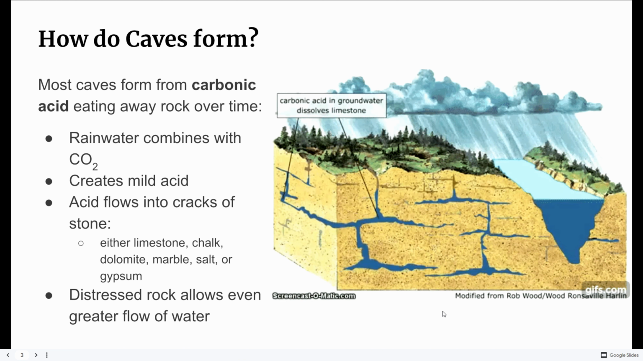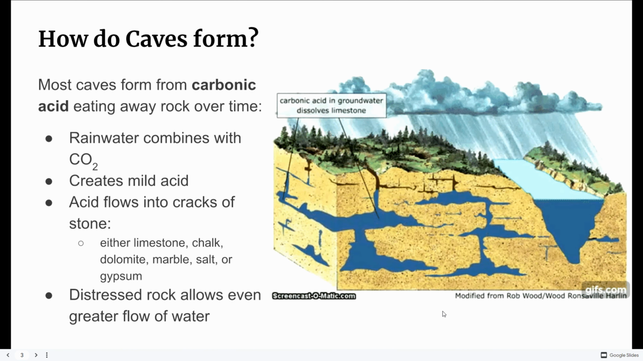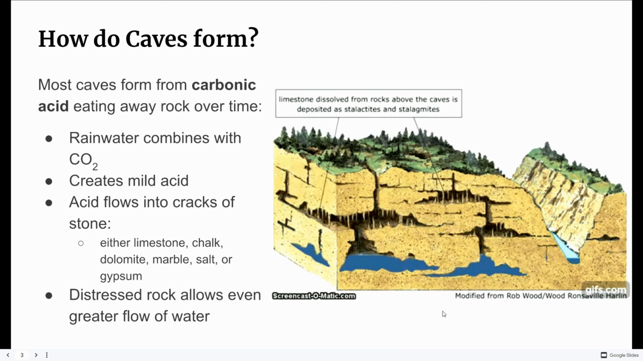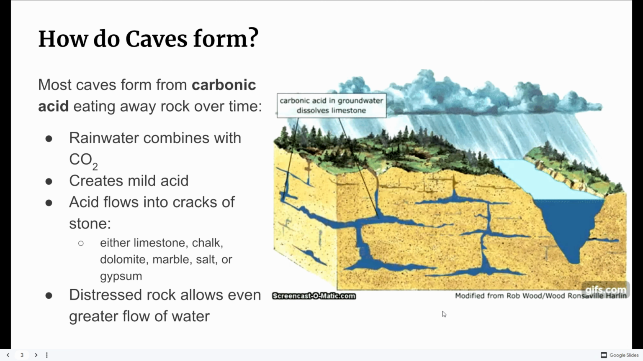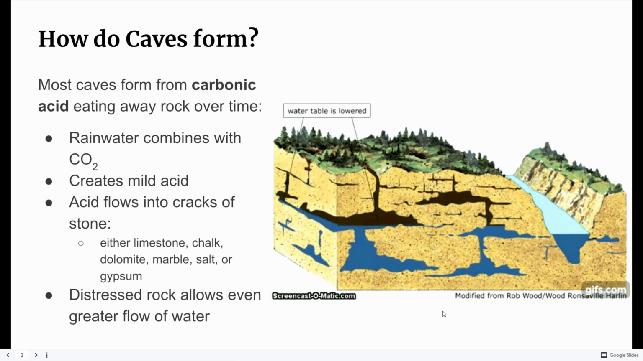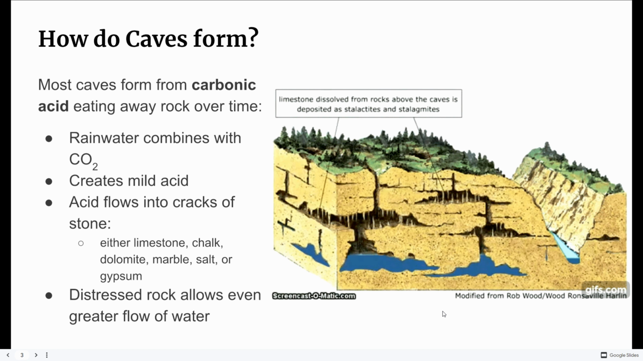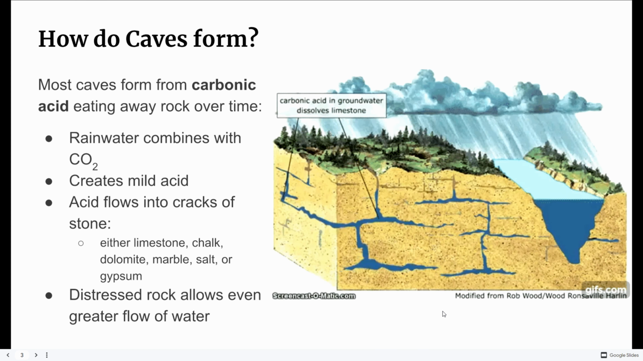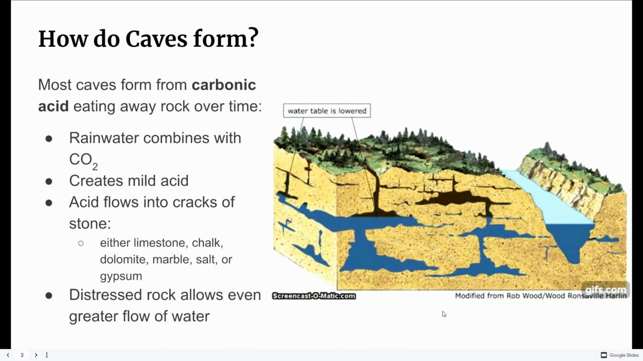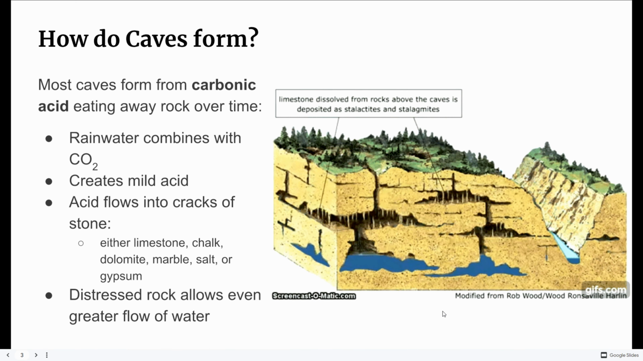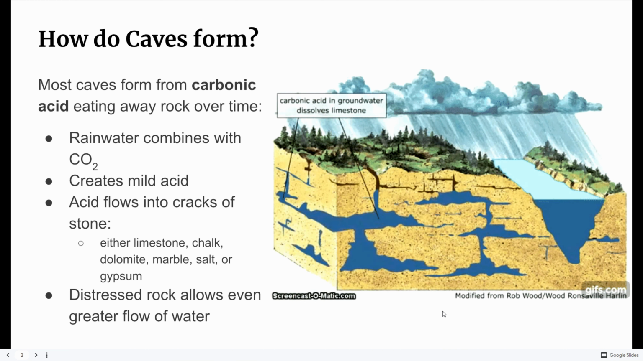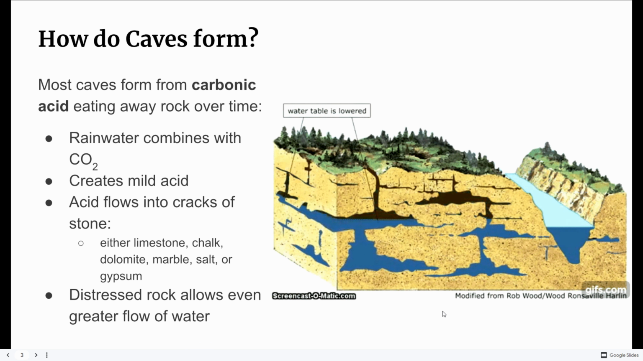spaces underground. Rainwater combines with carbon dioxide in the air, becomes groundwater, seeps through the crust into the underground regions, dissolves away the minerals, which breaks down the rocks, and now we have caves and caverns. It's a mild acid. It's not really going to be harmful in small amounts to humans, but it does cause these caves to happen.